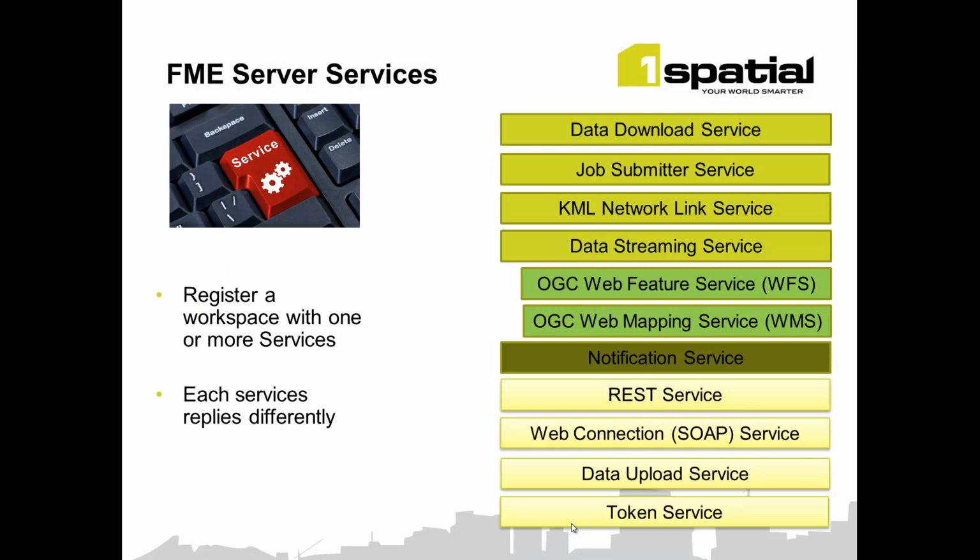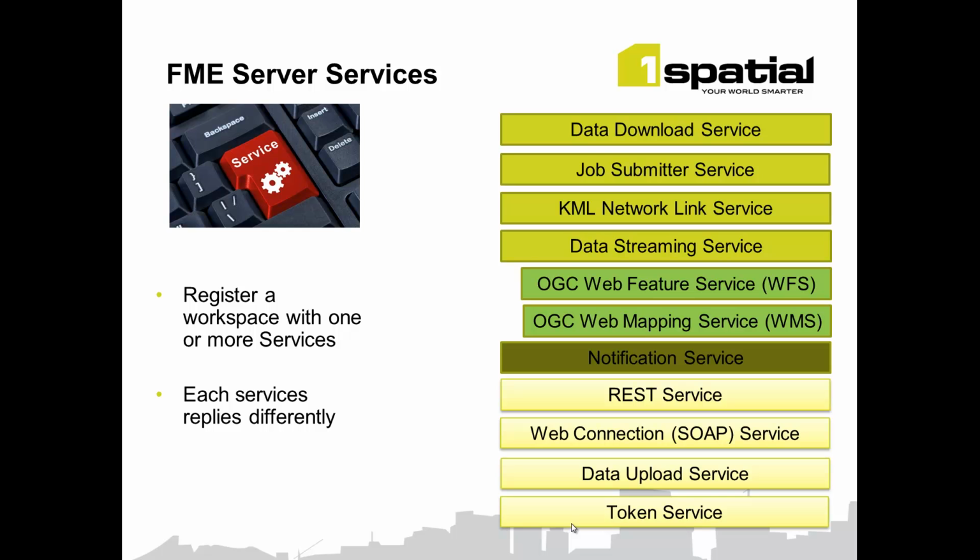So these are the services that are available. I want to just highlight these so you can see them in one place. The key ones at the top are the kind of things that you'll interact with on a daily basis when you're the FME author, the FME process author. So effectively, when you build a process, you would register it with one of those services, those four at the top: the data download, the job submitter, the KML network link, or the data streaming service, and they determine what FME Server gives you back.